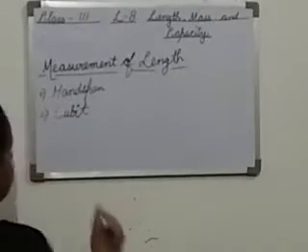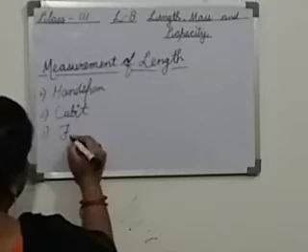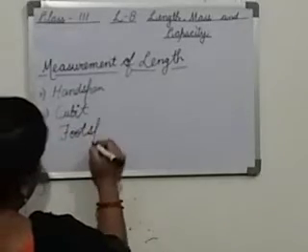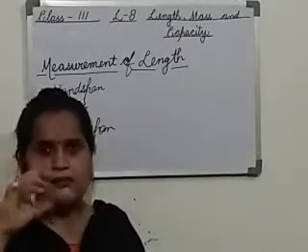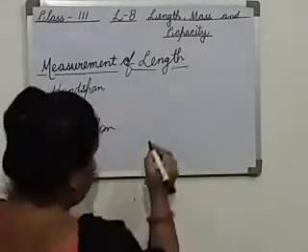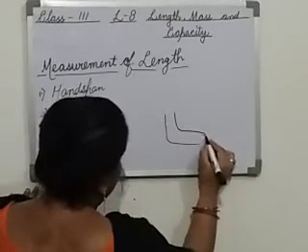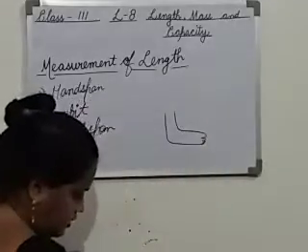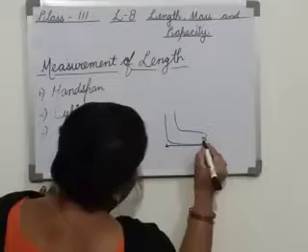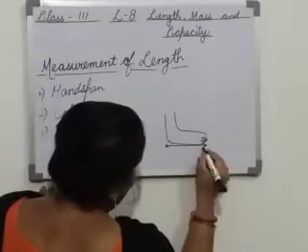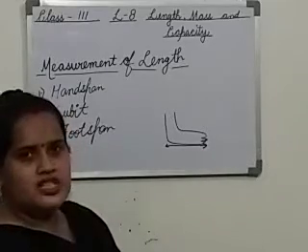Okay, and the third, foot span. As hand span is there, similarly the foot span. Foot span means, suppose I can draw like this. So the distance from this point till the mid finger, largest toe, this finger. This is called the foot span.